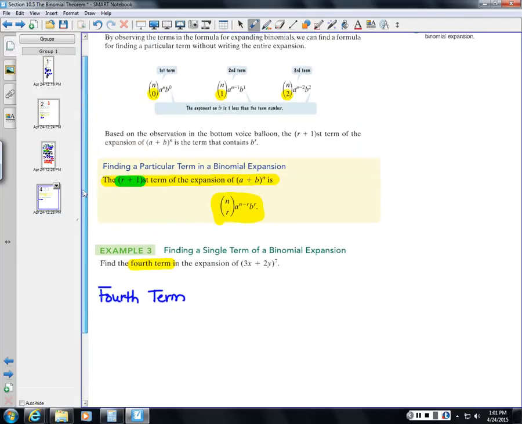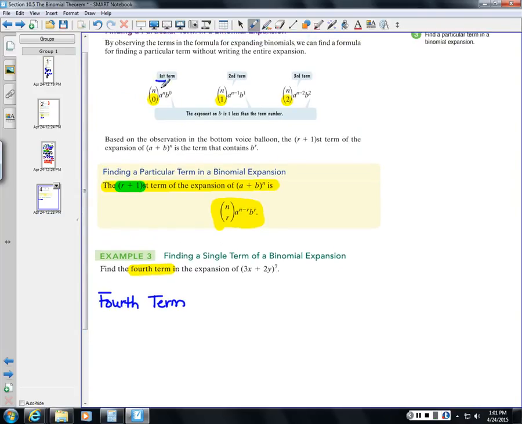And the way we know that is, again, the first term is the 0, where r is 0. Second term is where r is 1. Third term is where r is 2. So if r is 2, and I add 1 to that, that means I'm getting the third term. If I'm using r equals 1, if I add 1 to that, that means I'm getting the second term. So depending on the r, if we add 1 to it, that's how we know which term we're looking at.